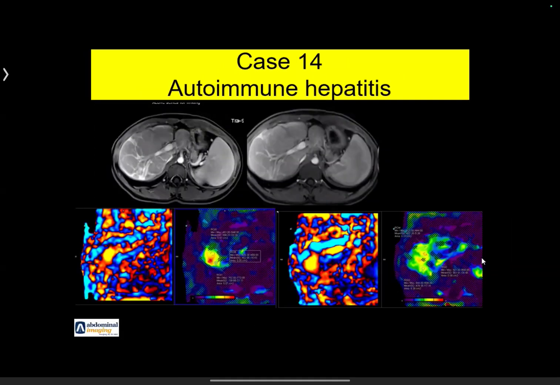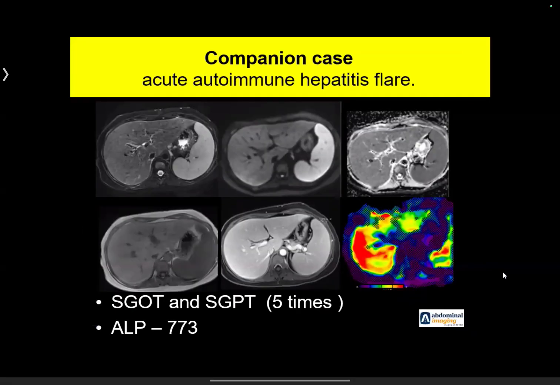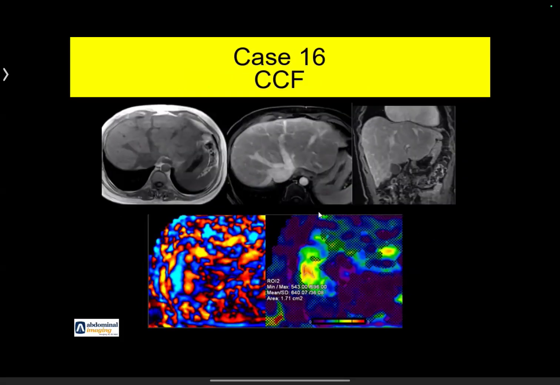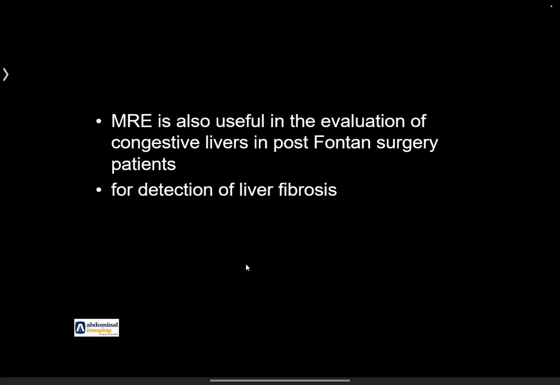This is a case of autoimmune hepatitis. This is just an advanced cirrhosis. There is hardly any fat in the liver. This is a case of congestive cardiac failure, but this patient has now developed cirrhosis. But remember, congestion can confound your values.